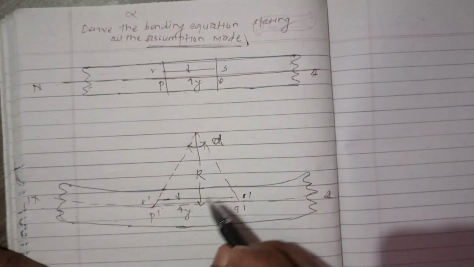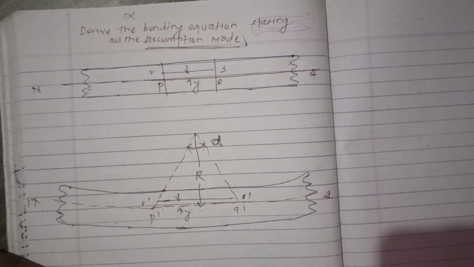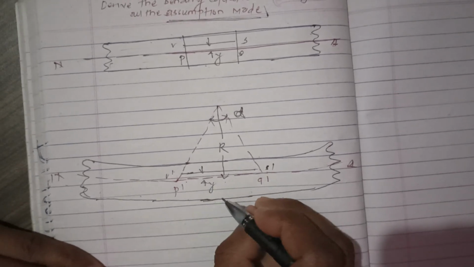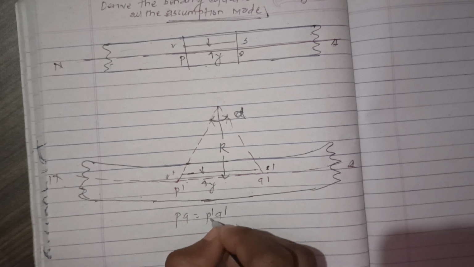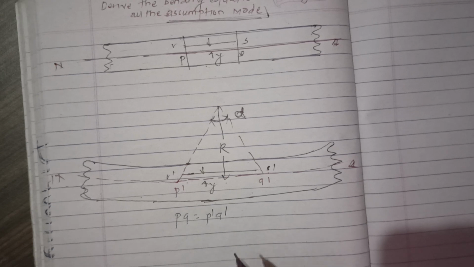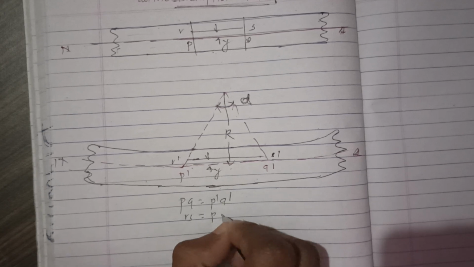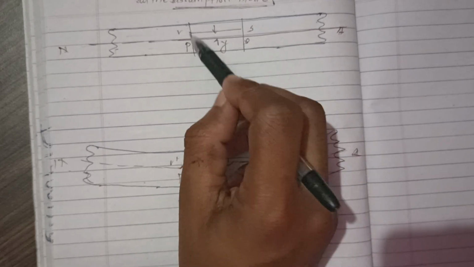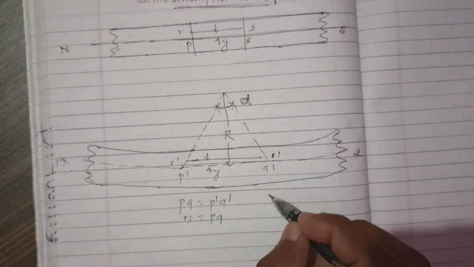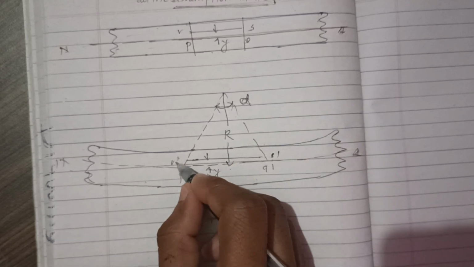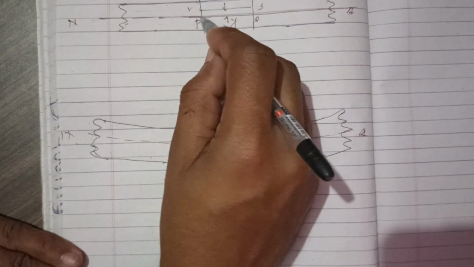When the load is applied, PQ becomes P dash Q dash, and RS becomes R dash S dash. But there is no stress in the neutral axis, so PQ and P dash Q dash are the same because there is no strain in the neutral axis. RS is equal to PQ because initially all the layers are of equal length. Before the load is applied, RS is equal to PQ. After the load is applied, RS becomes R dash S dash and PQ becomes P dash Q dash. So in the neutral axis there is no strain.